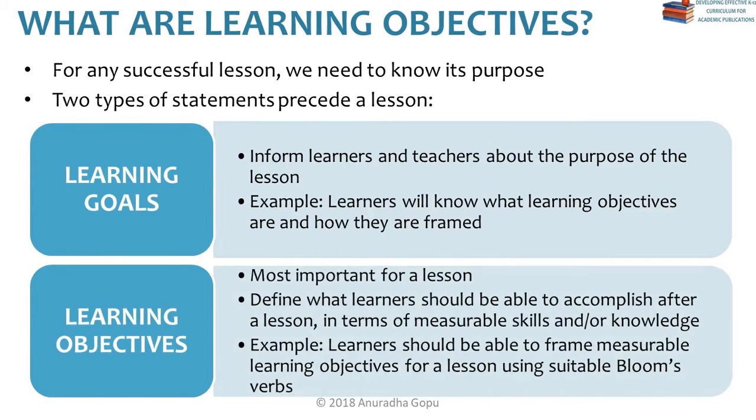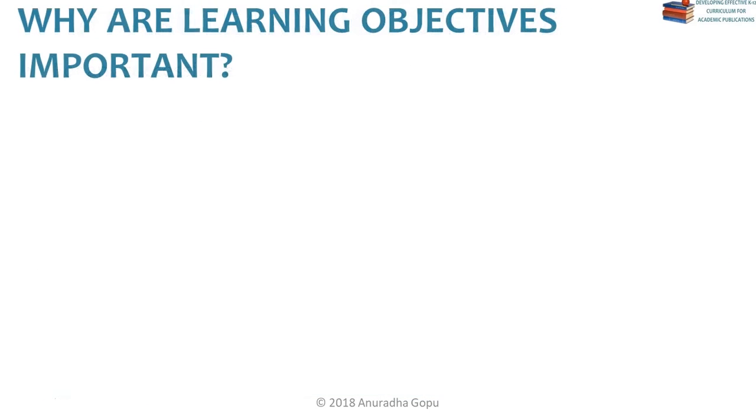Learning objectives, on the other hand, define what learners should be able to accomplish after a lesson in terms of measurable skills and/or knowledge. For example, the objective of today's lesson is for learners, that is you, to be able to frame measurable learning objectives for a lesson using suitable Bloom's verbs. Clear, measurable learning objectives are essential for any good lesson, both to the instructor as well as to the learners.